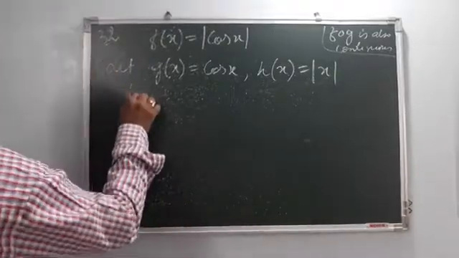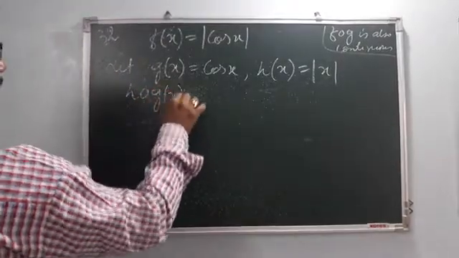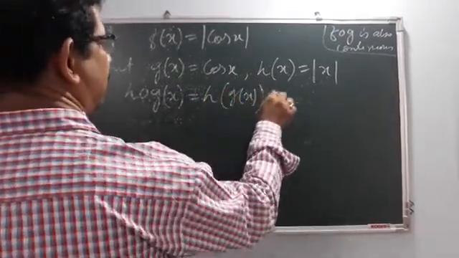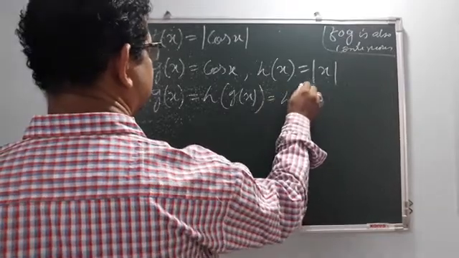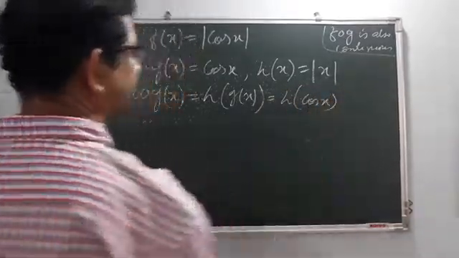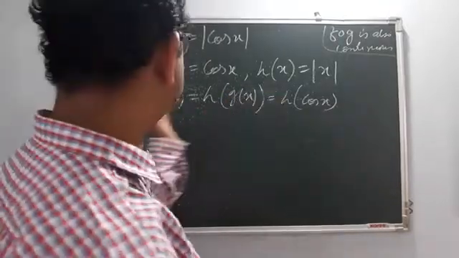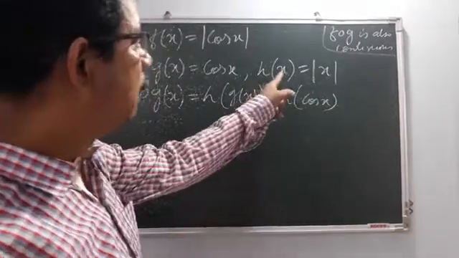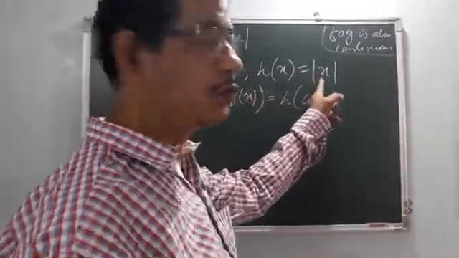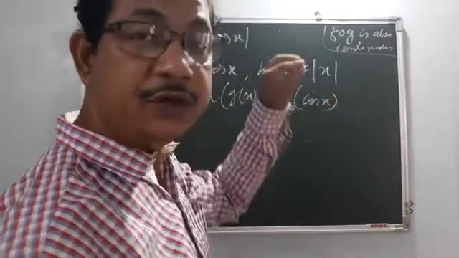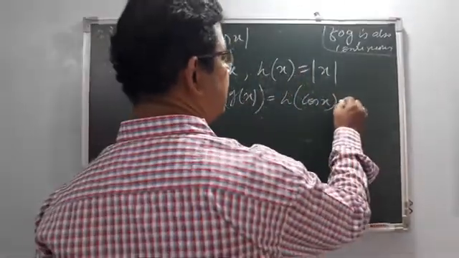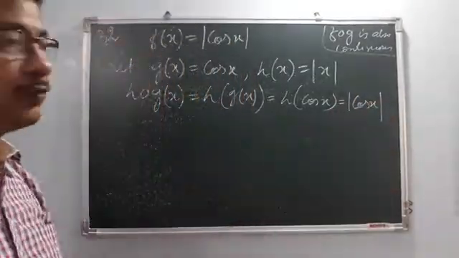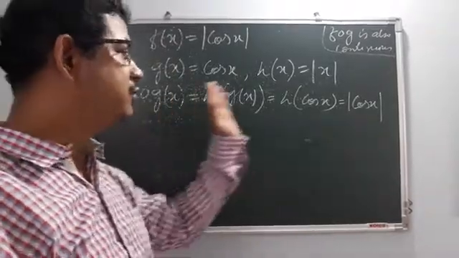Now h∘g(x): here you see g(x) is cos x. I have replaced g(x) by cos x, by definition. From that I have written this. Now whatever it may be, it is the modulus one; if cos x is in place of x, then of course you write modulus cos x. Now what is this? Modulus cos x is f(x). So we get h∘g(x) is our f(x).